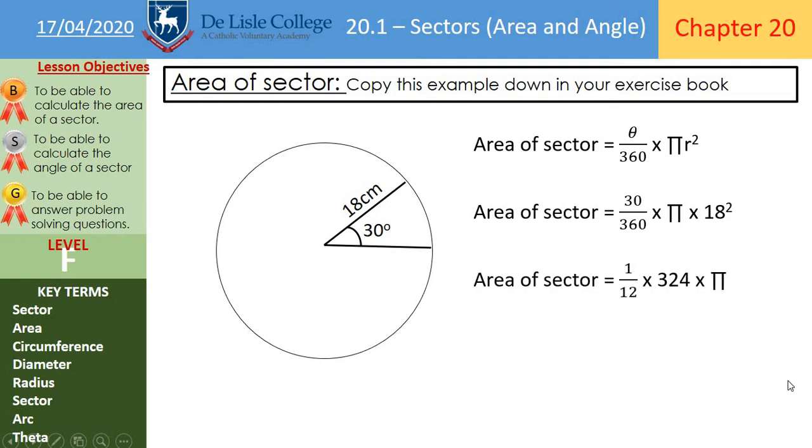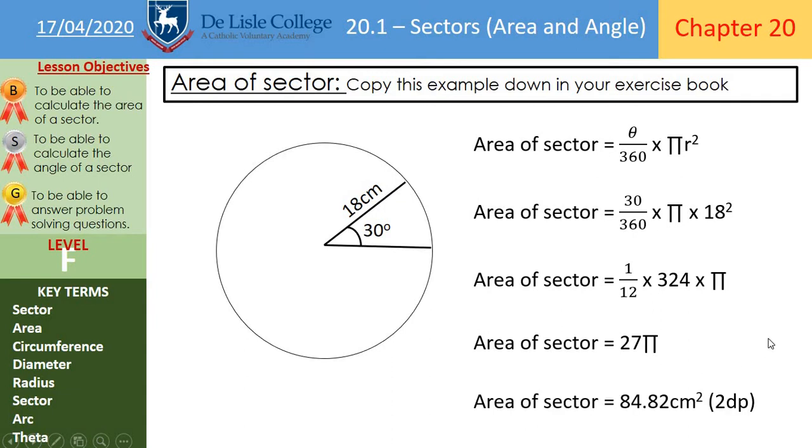Then to break it down like last lesson, we know 30 over 360 is a 12th, and we know that 18 squared is 324. Now we know that your calculator will do all of this for you, but it's always worth looking at the breakdown if you get questions that are non-calculator based. A 12th of 324 means you do 324 divided by 12 and you get 27. And then 27 pi as an answer to two decimal places will be 84.82 centimetres squared.